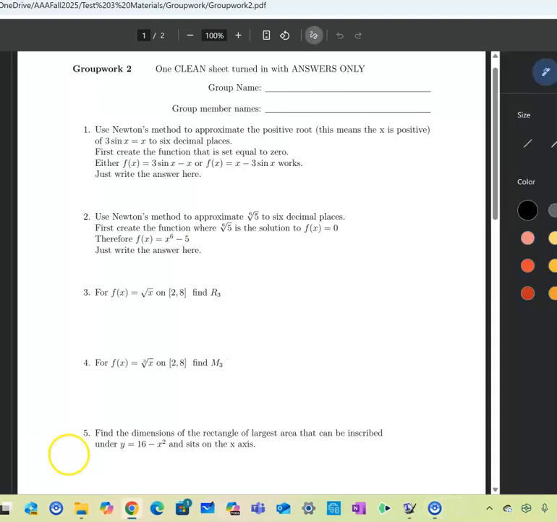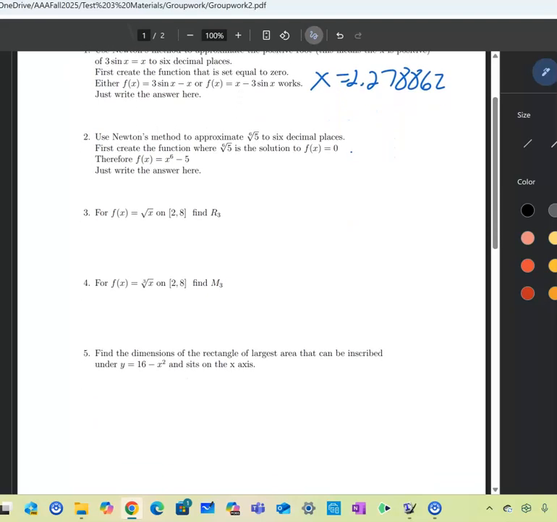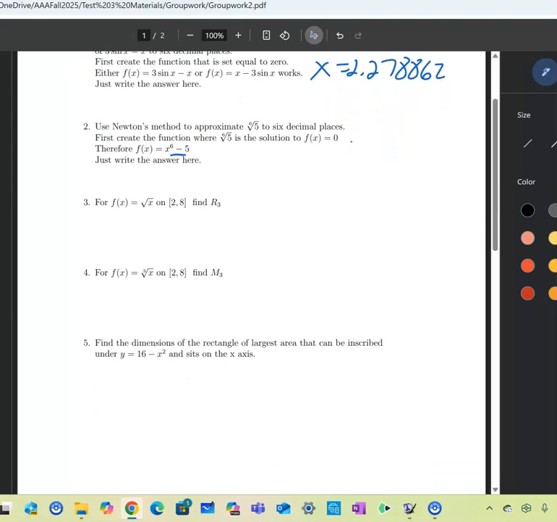So we went over these in class of how to do this on your calculator. For this answer, make sure your calculator is in radian mode. The answer is 2.278862. And this one here, I kind of gave you the hint of what to make the function equal to. And this is 1.379729. Okay, so those would just be the answers, and that's all you would need to write. But you just need to know how to do that on your graphing calculator.